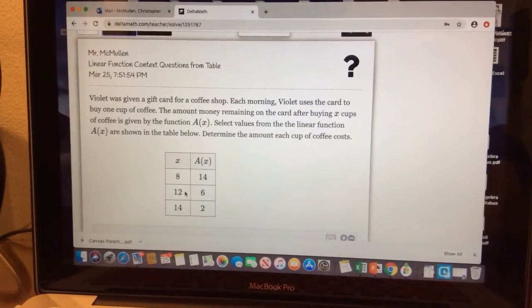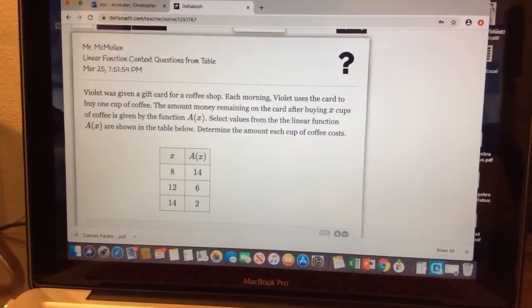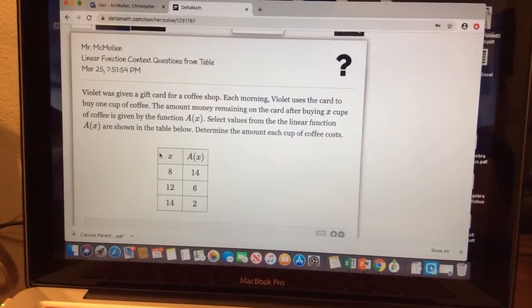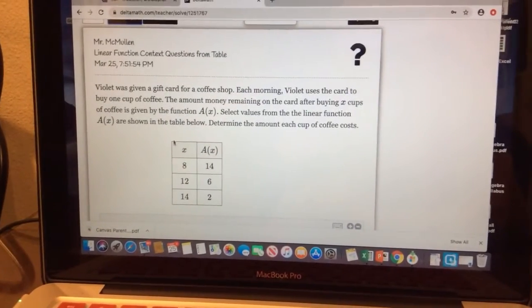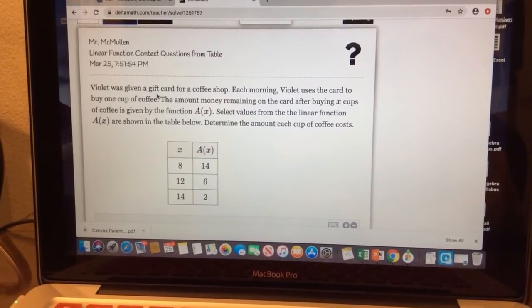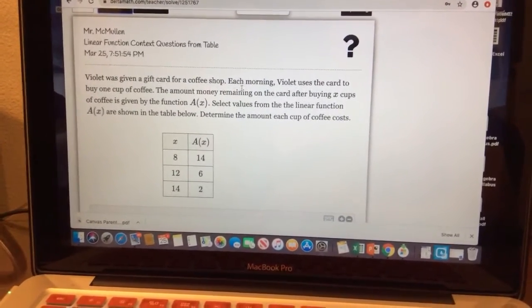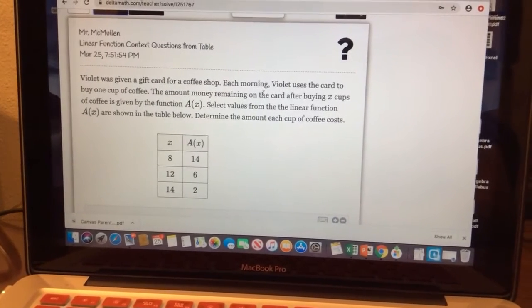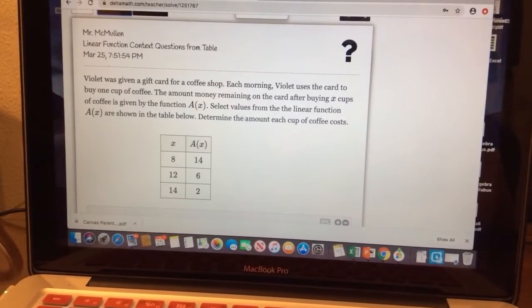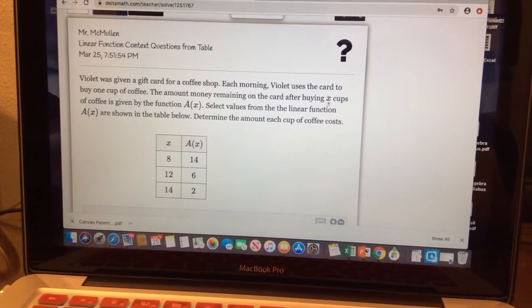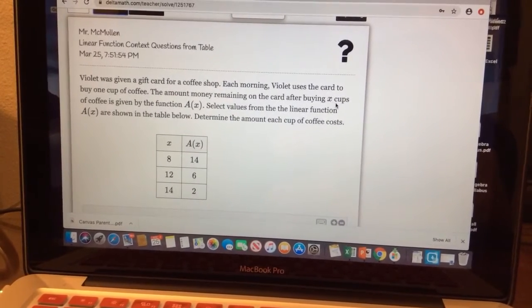Okay guys, this is one of the problems that we're given on another section of Delta Math. These are questions based on tables. So we'll read this question and talk through it. It says Violet was given a gift card. That's the first key that we need to understand, for a coffee shop. Each morning, Violet uses the card to buy 1 cup of coffee. The amount remaining on the card after buying X cups, that's important, where X represents cups.